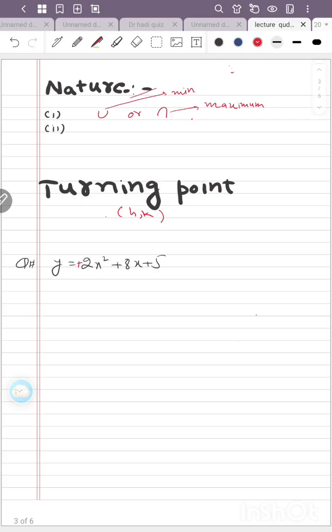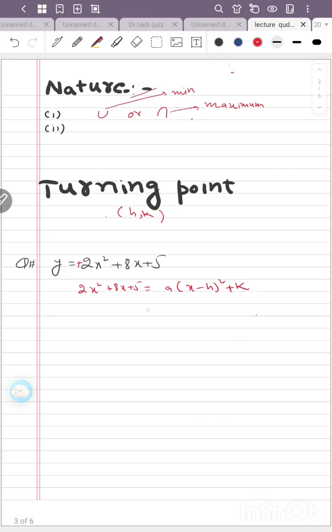Now this is your question, and how do we get h and k from this equation? First of all, we have to write this equation as it is: 2x squared plus 8x plus 5. We have a standard form, a times (x minus h) squared plus k. We have to convert the equation into this form.